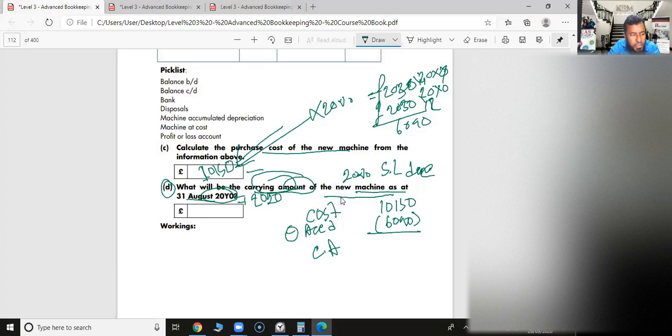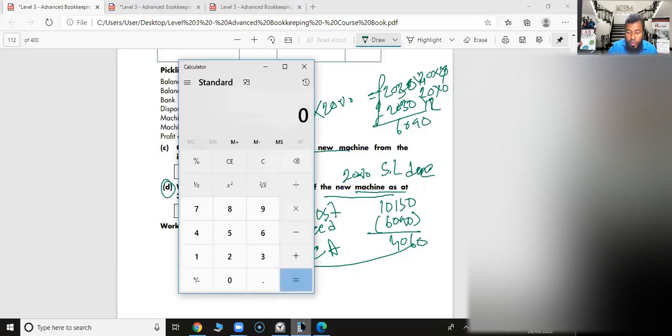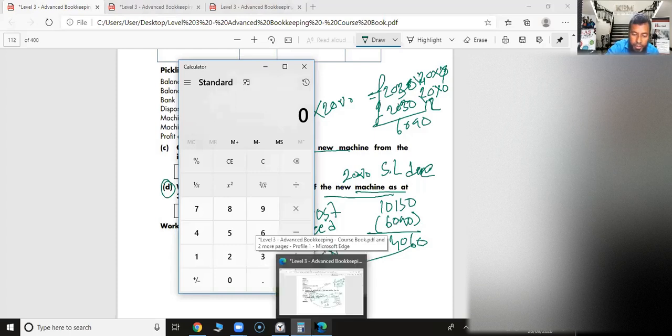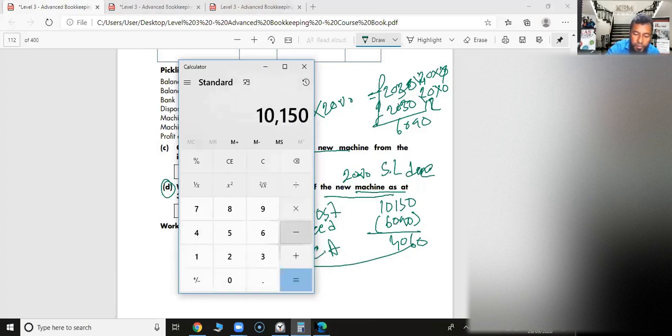How much is that then? What is the carrying amount? 4060. Yeah, okay. Taking your answer, Nicola. Thank you. 4060. Carrying amount is 4060. And that's our answer for this. Ooh, Archran saying 6090. Why? How much is the carrying amount? 10,150 minus 6090, 4060 should be the carrying amount, shouldn't it?